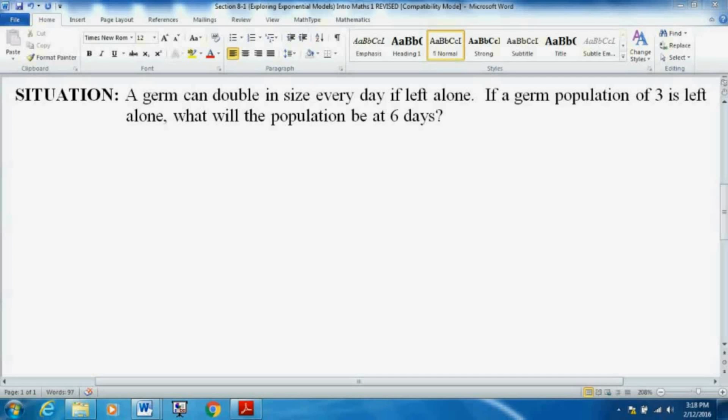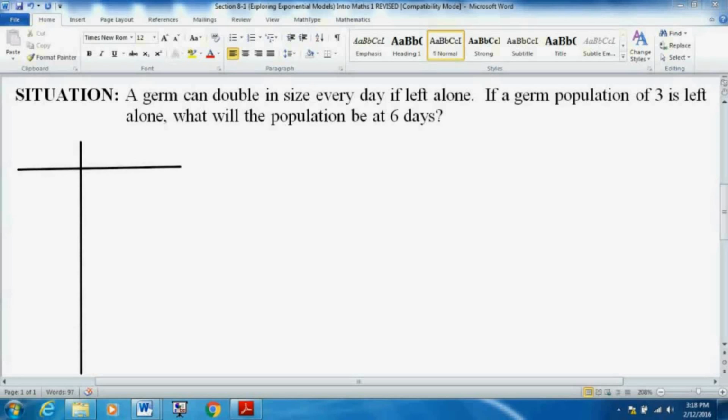So today we're going to start exploring exponential models, and what we'll be looking at specifically is a germ population that doubles in size every day if left alone.